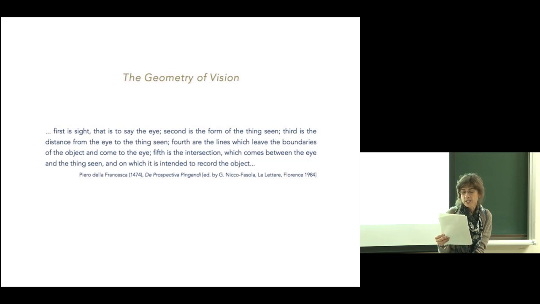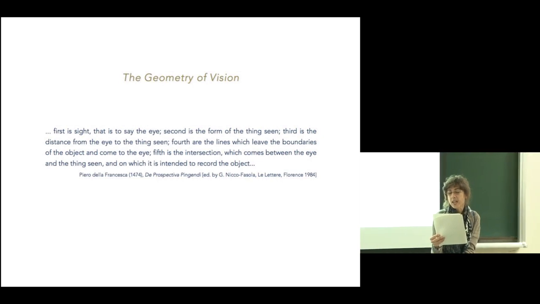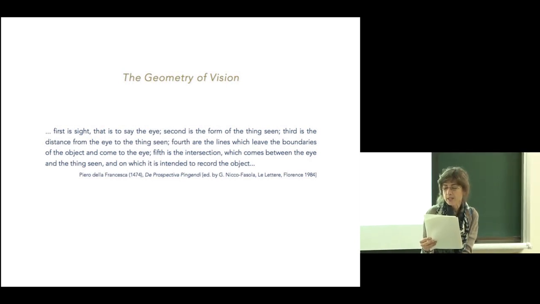He said, first is sight, that is to say the eye. Second is the form of the thing seen. Third is the distance from the eye to the thing seen. Fourth are the lines which leave the boundaries of the object and come to the eye. Fifth is the intersection which comes from between the eye and the thing seen, and on which is intended to record the object.